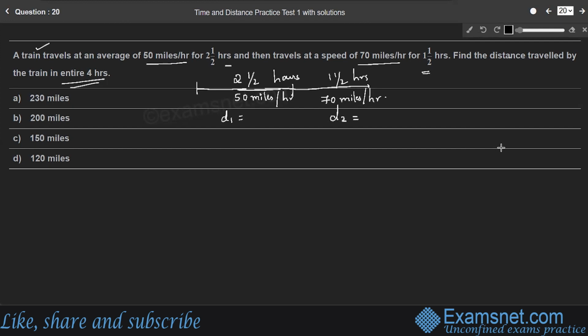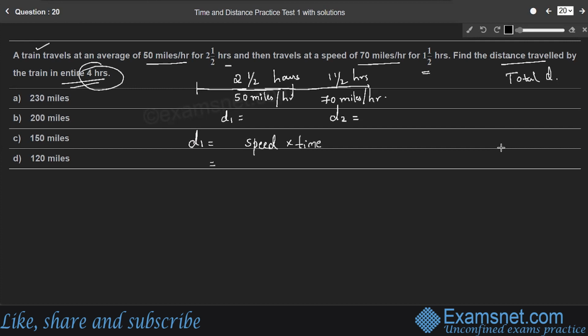The question is the distance traveled by the train in the entire 4 hours, which means the total distance traveled by it. That is nothing but D1 plus D2: the distance traveled in the first 2.5 hours plus the distance traveled in the next 1.5 hours. We all know that speed is equal to distance by time. Therefore, distance is equal to speed into time.